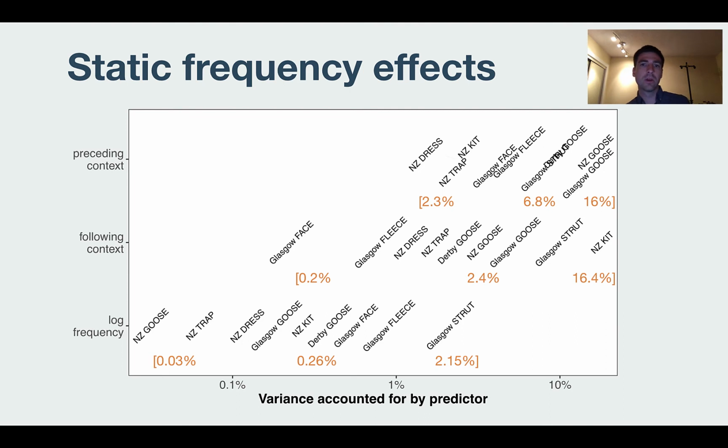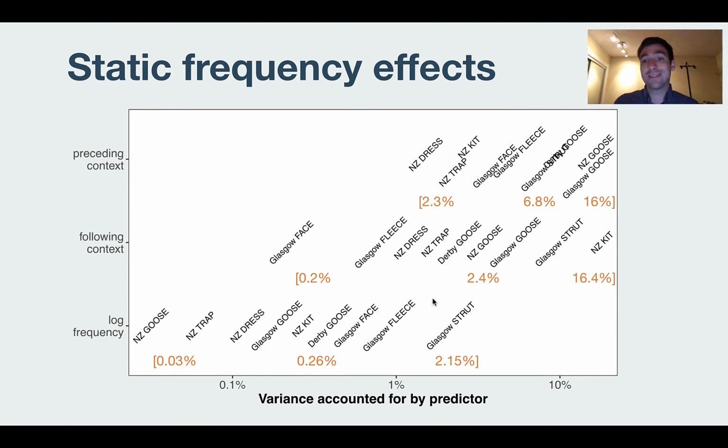Okay, and then I also fitted subset models where I would exclude each of these predictors, and then I would check how much excluding a given predictor changes the R-squared value of that model. In other words, essentially, how much of the variance is accounted for by a specific predictor. Okay. And then I have those values listed separately for the three predictors. So we've got the preceding context values up here, the following context values in the middle here, and then the log frequency values in the bottom here.